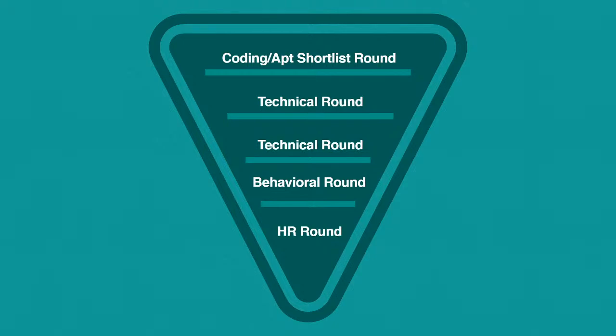It looks something like this. First, there is a coding or aptitude shortlist round. That is, there will be roughly 3,000 to 4,000 people signing up for Amazon or PayPal or Microsoft or Google, one of those companies. To shortlist that to the 300 to 400 range, such that it is manageable by the interviewers, the first round will be the shortlist round.